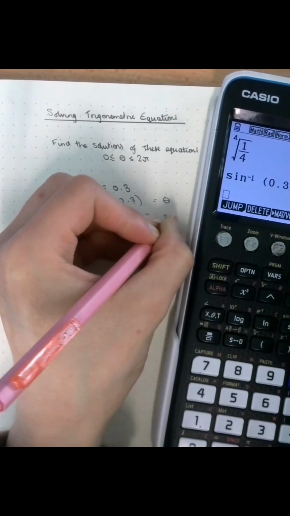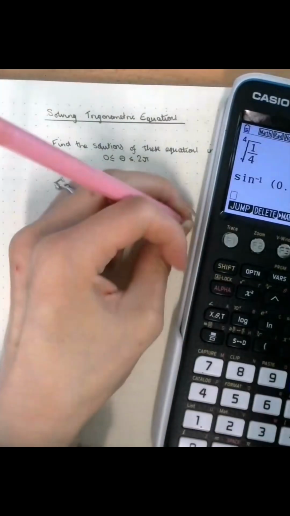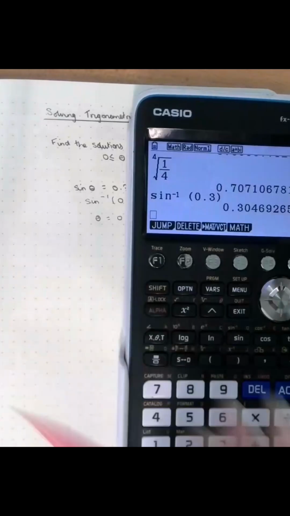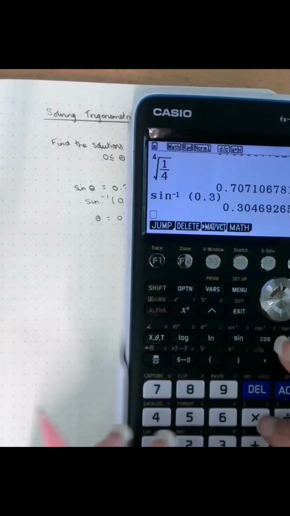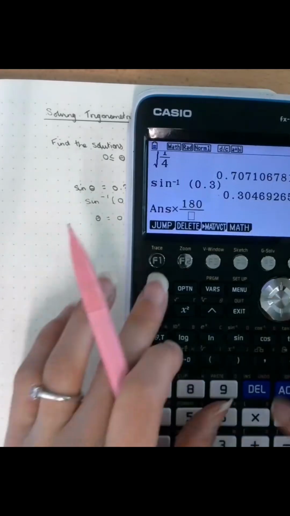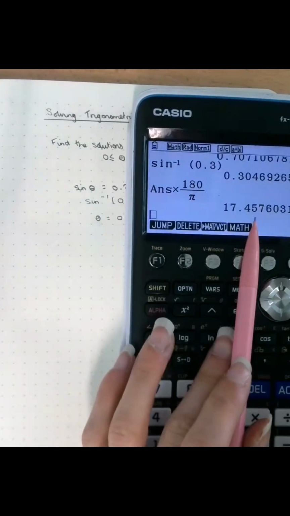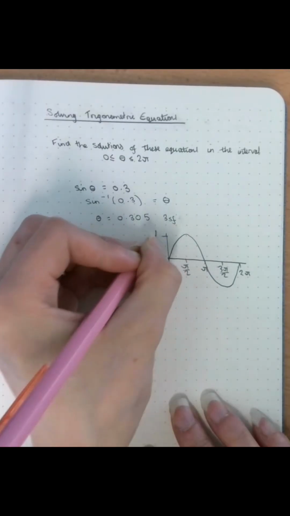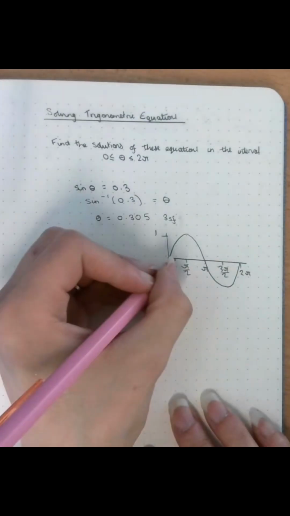So we need to find all the solutions in our interval. If it would help you, you might want to just convert that into degrees to think about where that would be on your sine graph, because I understand with degrees it's quite difficult to figure out what value that would be, because we're so used to dealing with it in degrees. So it's about 17 degrees, so that's about here.